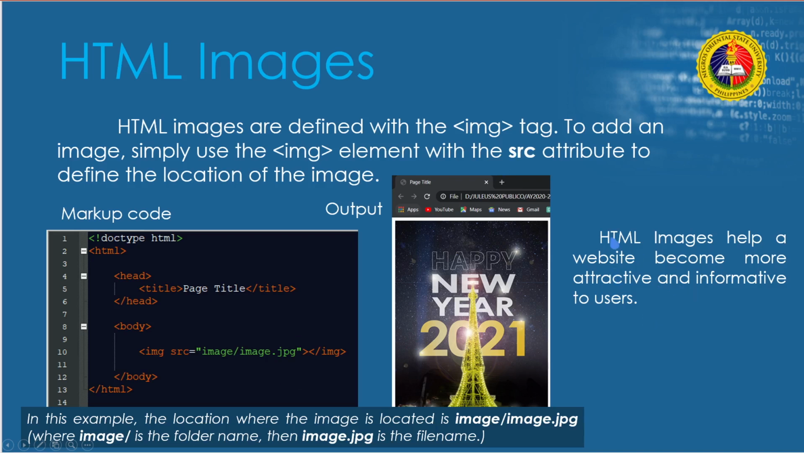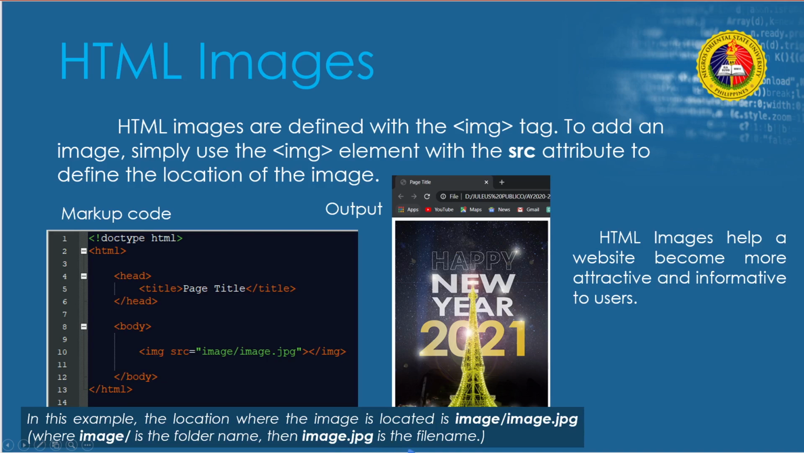So to do so, HTML images help a website become more attractive and informative to users. Obviously, this just enhances the looks of the website and the experience, making the website more useful if we're going to add pictures. Again, we will use the img tag, img src, and then the location of the image, and then close it. In this example, the location of the image is the image folder and image.jpg, where the first word, image, is the folder name, then image.jpg is the file name.